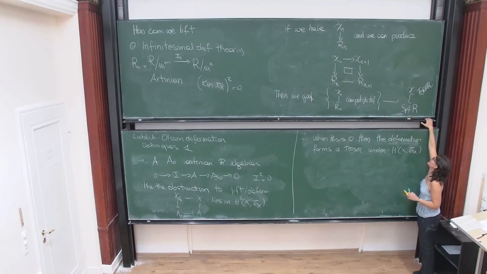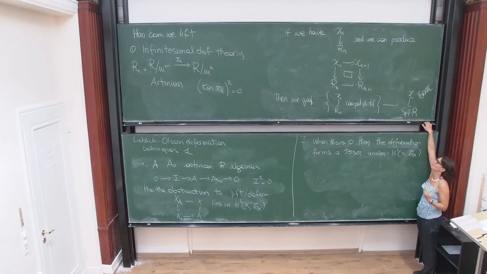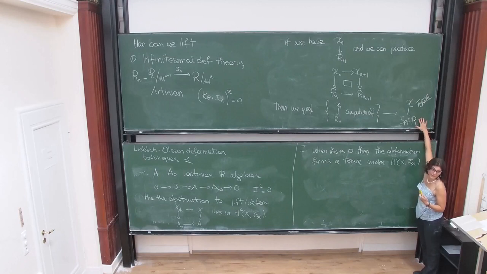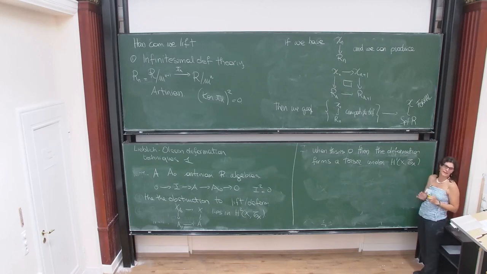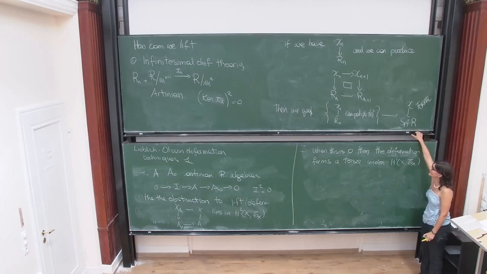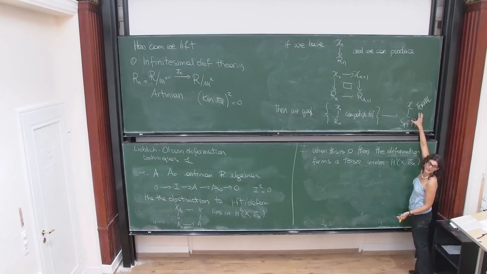I would describe it as an object that is in the middle between a complex variety, not algebraic, and an algebraic variety in some sense. It behaves like a scheme under many aspects, but it's not a scheme.